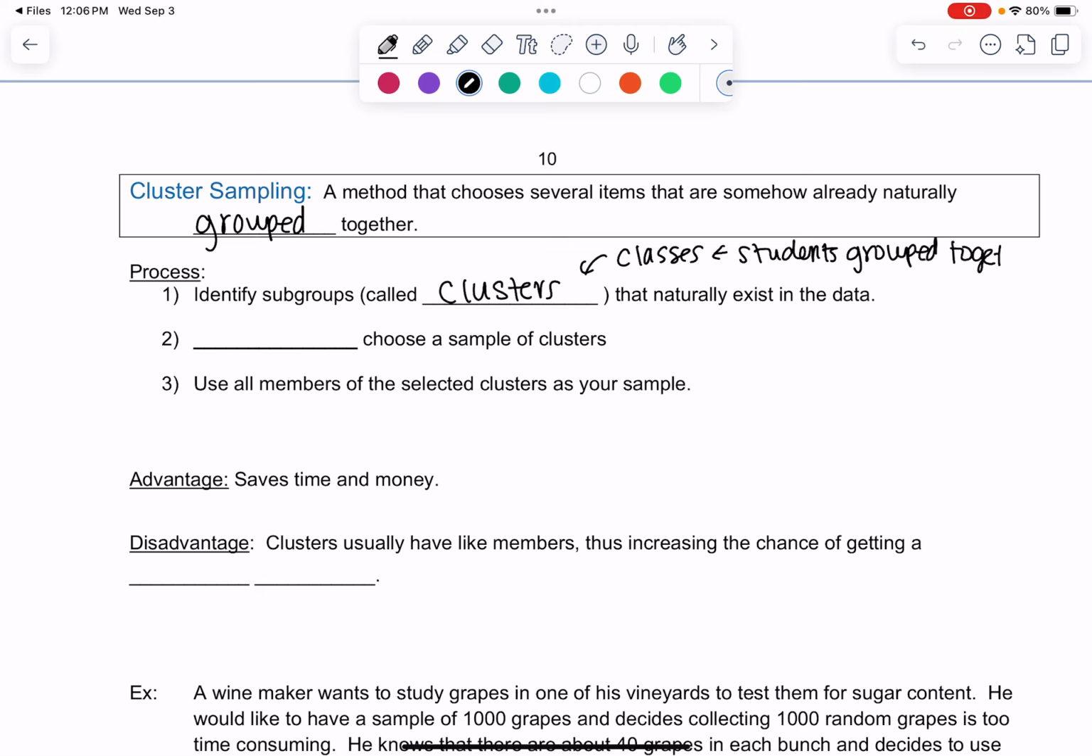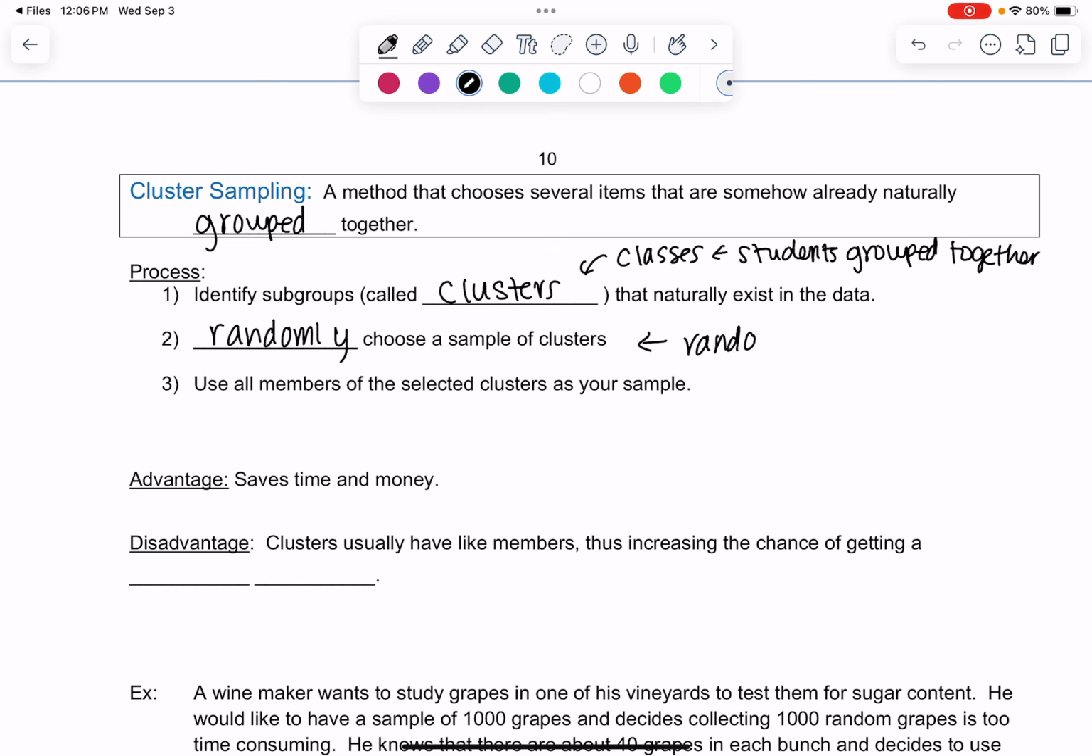It's really hard to select an individual student. It's really hard to catch you guys to do surveys. But if I caught you all in a class, in that cluster, it'd be easier to make you do a survey. And as long as we randomly choose those classes or those clusters, it's fine. So we're not going to choose a single class. We would randomly choose multiple classes.